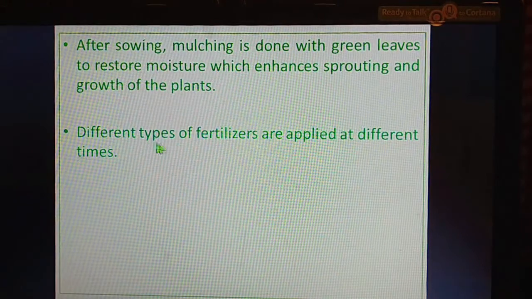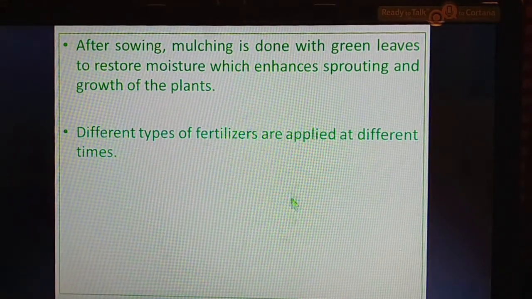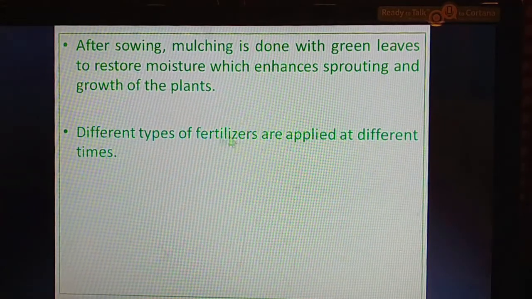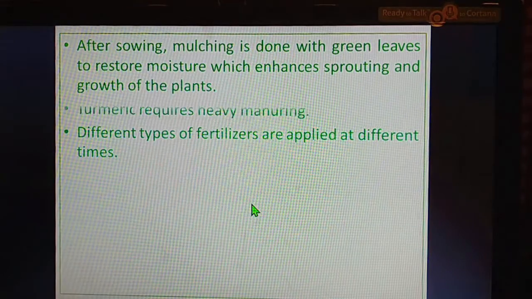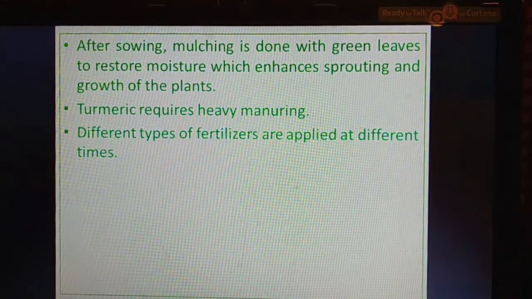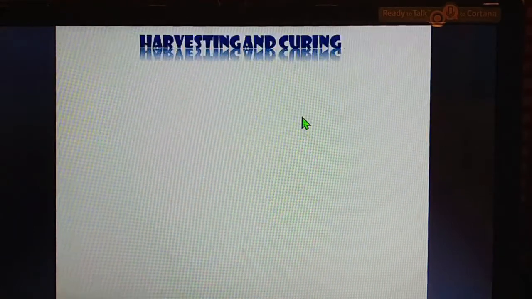And different types of fertilizers are also applied at different times. So turmeric requires fertilizers for cultivation, different fertilizers. And also turmeric requires heavy manuring.